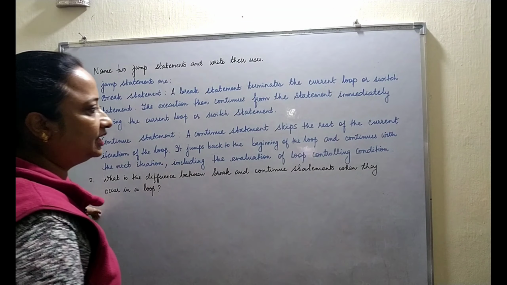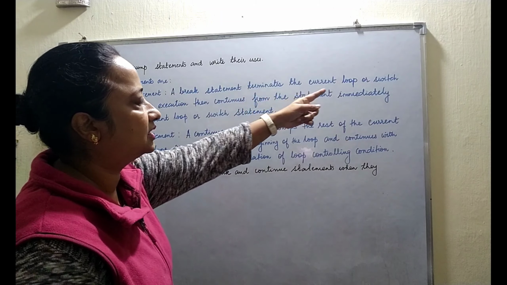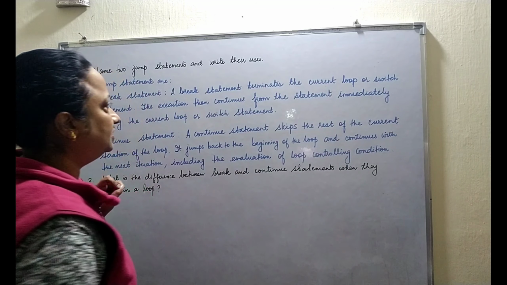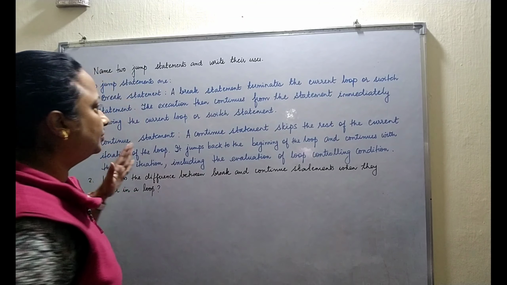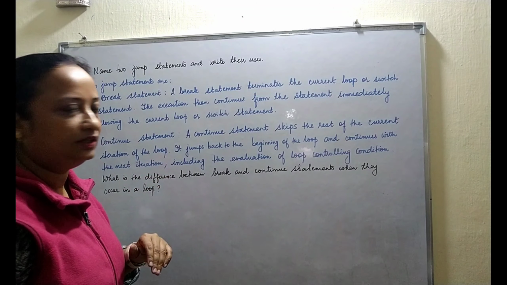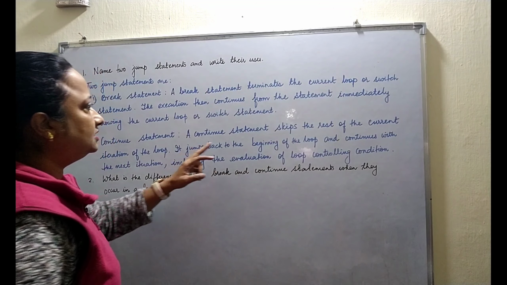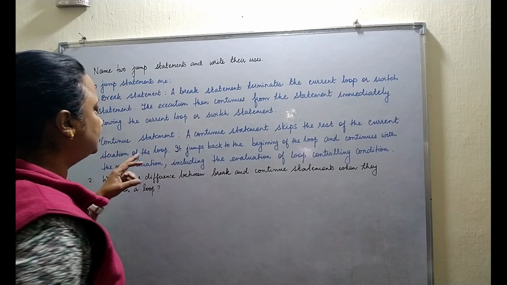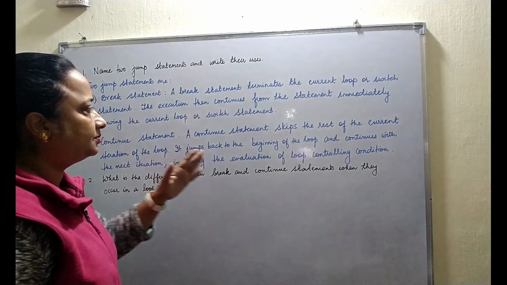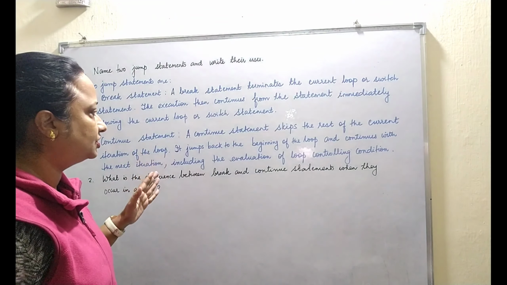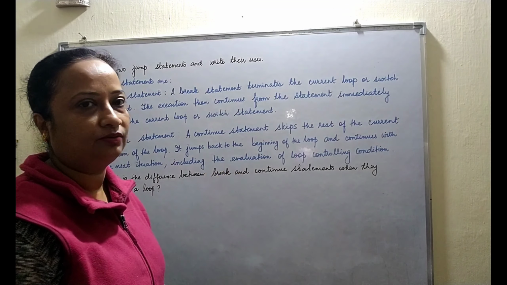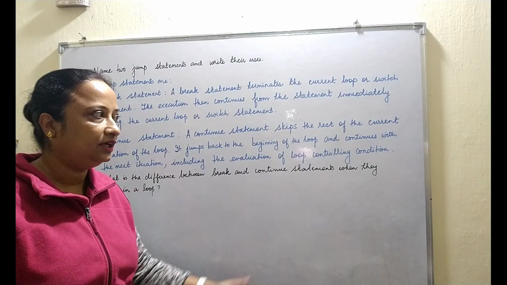So if the question is asked again in this way, what is the difference between break and continue statements when they occur in a loop? You can write: a break statement terminates the current loop or switch statement, and the execution then continues from the statement immediately following the current loop or switch statement. A continue statement skips the rest of the current iteration of the loop. It jumps back to the beginning of the loop and continues with the next iteration, including the evaluation of the loop controlling condition.